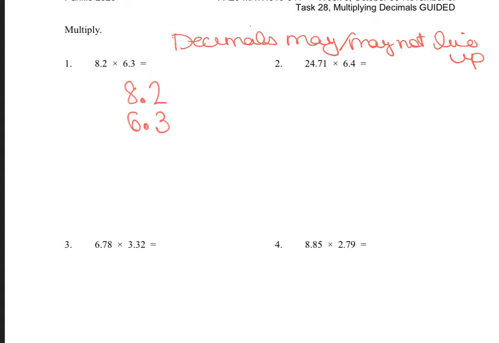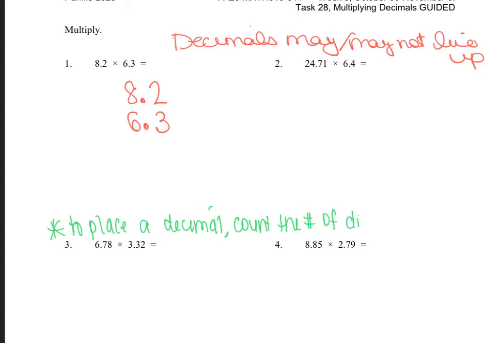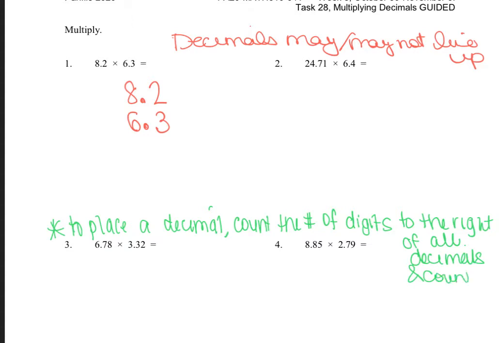To place a decimal, count the number of digits to the right of all decimals and count in from the right in your answer. So that's going to make sense in a minute, but just in words, that's what you're doing.